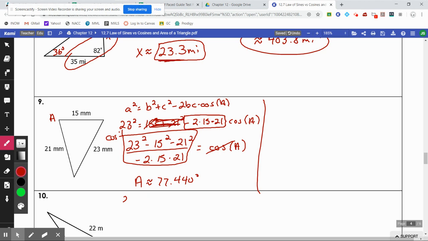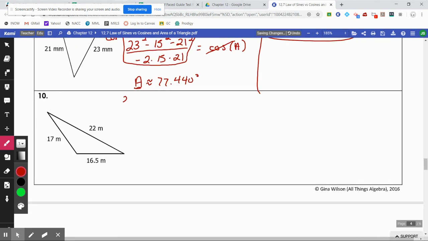So our area now, and again, this A doesn't stand for area, that's our angle. The area will equal 1/2 times 21 times 15 times the cosine of the included angle, which is 77, or excuse me, the sine. I'm stuck on my law of cosines over here. My area formula is always sine. So the sine of 77.440 degrees. Typing that into our calculator gives us an area of approximately 153.7 millimeters squared.